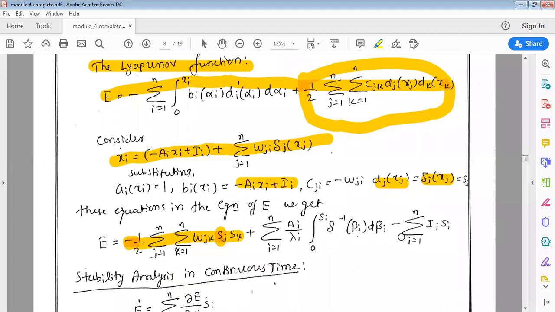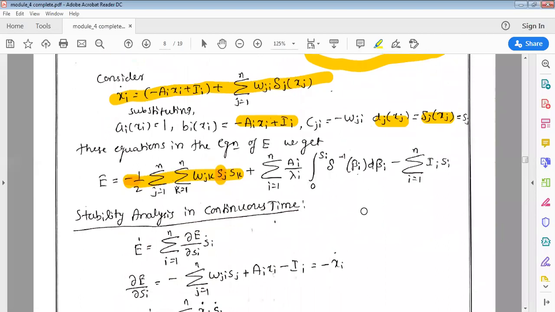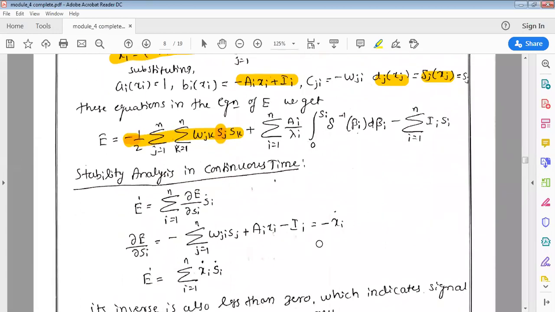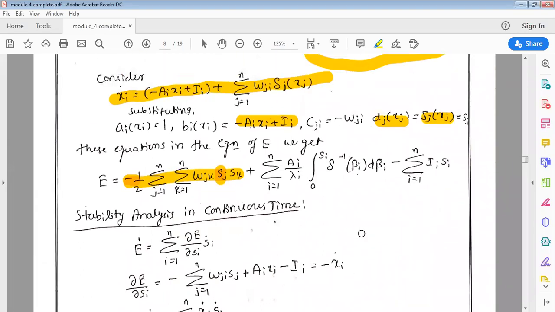So once you write it, these are various mathematical simplifications which are directly taken. We are not going to prove this equation directly. So you simply write the final equation in this format. Now, how do you say that whatever network we have designed is stable? To say that it is stable, I'm going to evaluate the derivative. E dot is nothing but dou E by dou Si into Si dot. So this will simply result in E dot is equal to minus Wji into Sj.